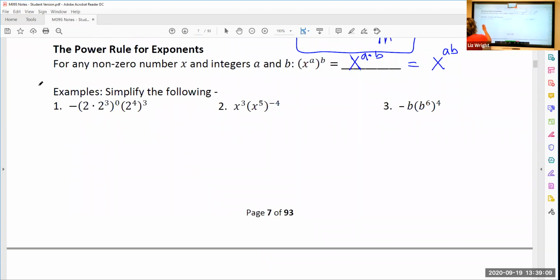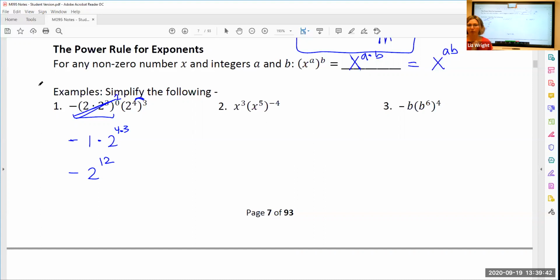So in these examples, I'm going to look at the fact that, looking at this one, that entire quantity in parentheses is taken to the 0 power. So that's going to be 1, right? So this entire piece right here is going to go to 1. So right now we've got -1 times, and then here we're going to take 2 to the 4 times 3, which means we've got -2 to the 12th.